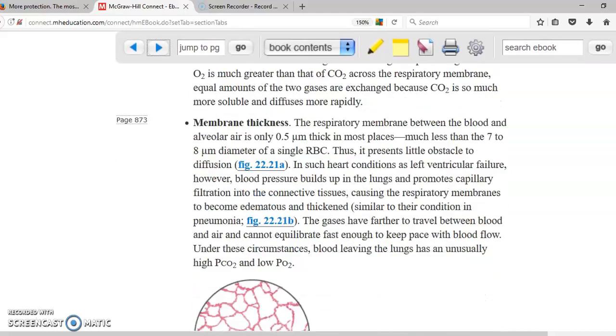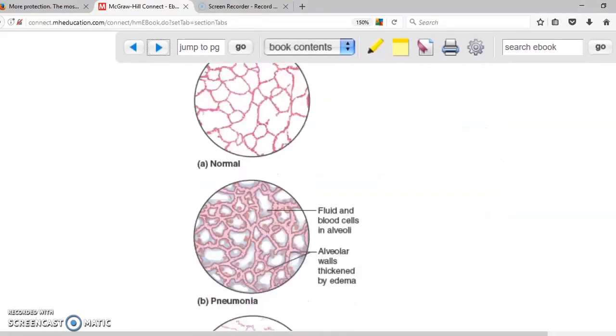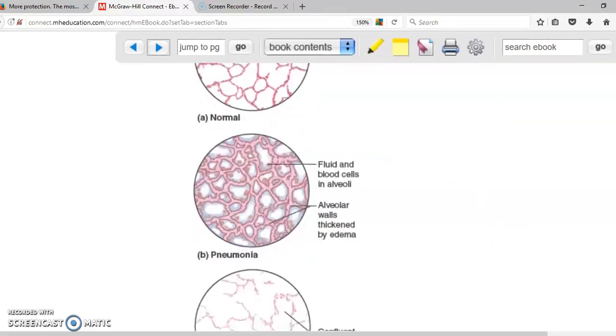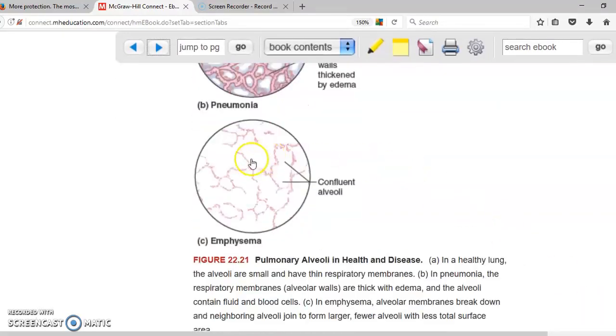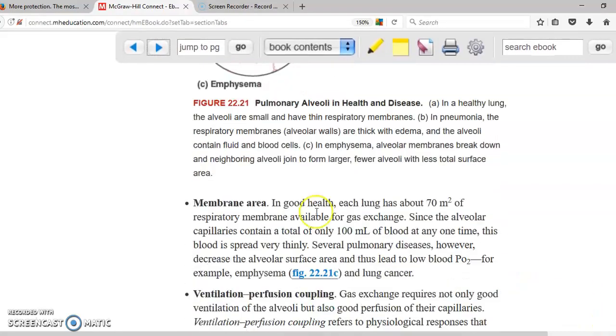Membrane thickness: obviously if the membrane is thicker, like in this case, the gas exchange is going to be slower when compared to this one. Keep scrolling down. Emphysema, in this case, you lose alveoli. You lose that tissue. So obviously that's going to affect that membrane area, right?